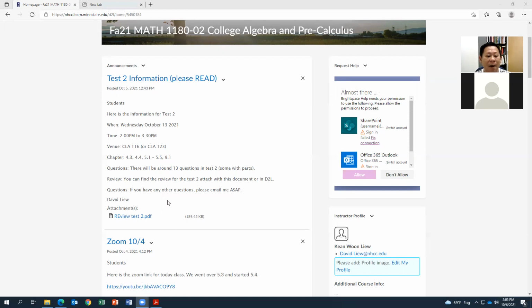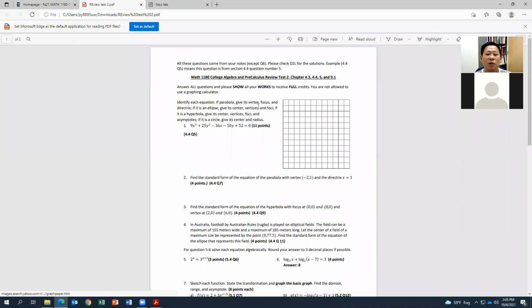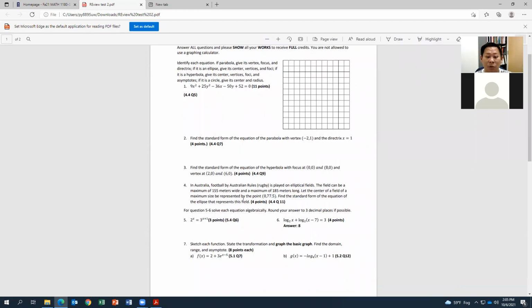The review that you see on the attachment here is the review for test 2. So make sure you practice this. Again, some of you are asking for the key, like Calvin is asking me. This all actually comes from your notes. Question number 1 is from 4.4 question 5 in your notes. They all have a little section and question number next to them, which means these are coming from your notes. So make sure you try to do those, and you can get the solution.